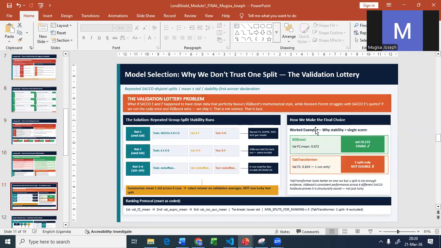Now here we look at the other challenge we had on the other side, splitting, and why we are not trusting one split only. I explained that earlier. So what are we going to do? We are going to do stability runs. I called it the validation lottery problem. What if circles E and F happen to have clean data that perfectly favors XGBoost? That's the problem of a single split.